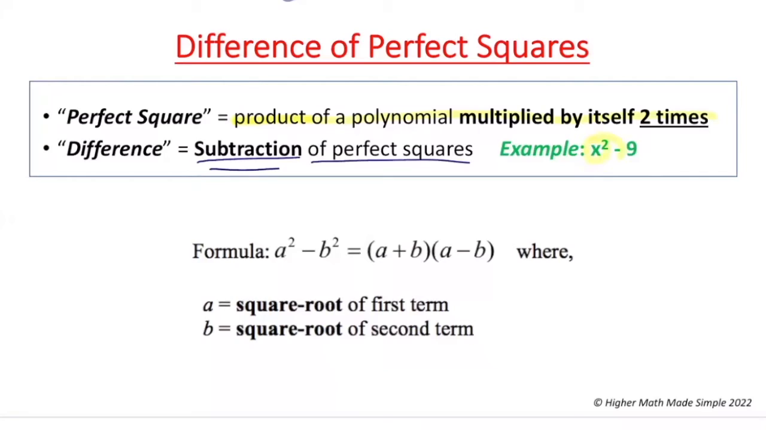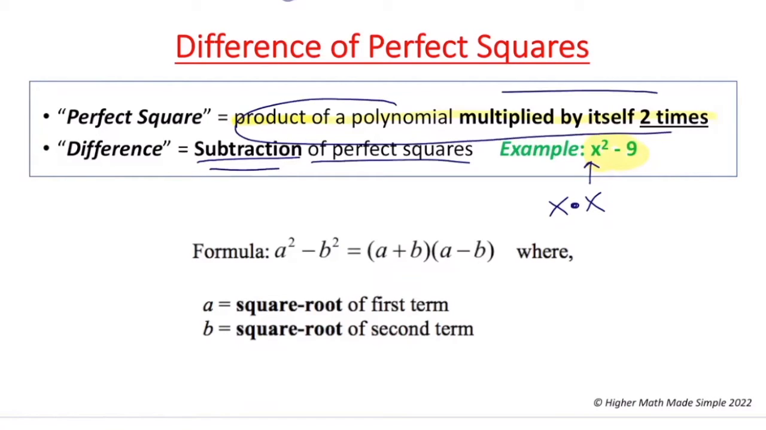So for example, this x squared minus 9 polynomial, why is this a difference of perfect squares? Because if we look at the first term, x times itself is x squared. So the square root of x squared is x. Or you could look at that as our definition, the product of something multiplied by itself twice. So x times x is x squared. The 9 is also a perfect square because 3 times itself gives me 9. And then very importantly, it's a subtraction between those perfect squares.